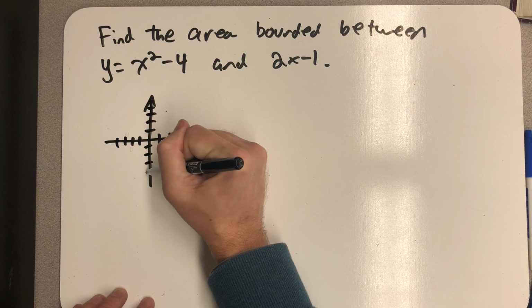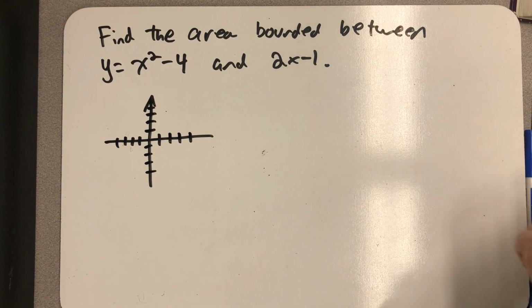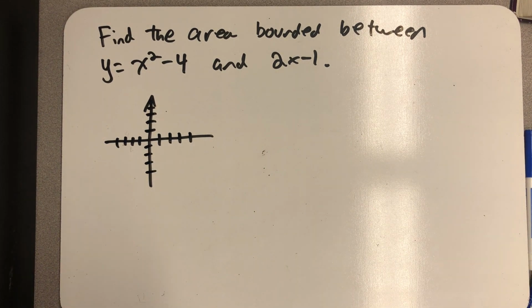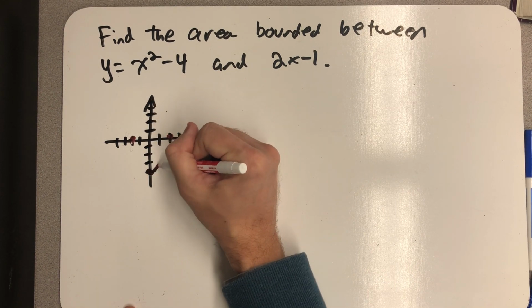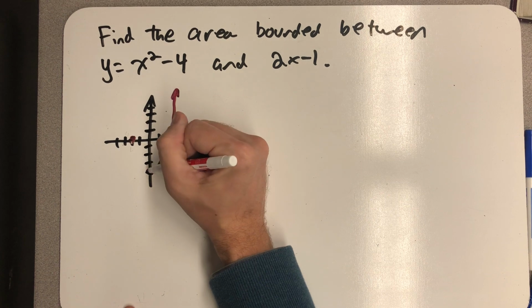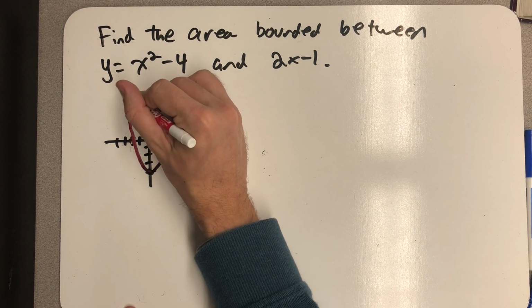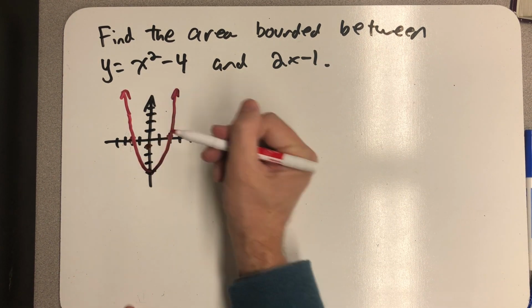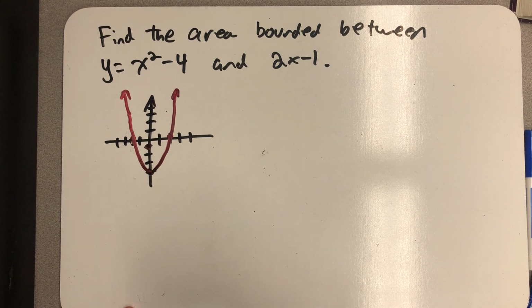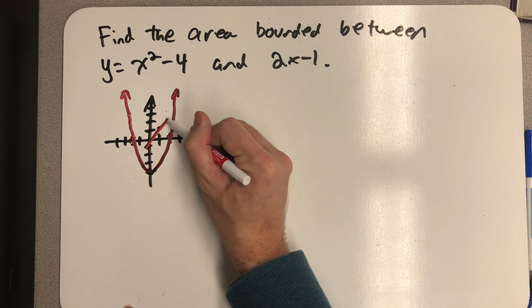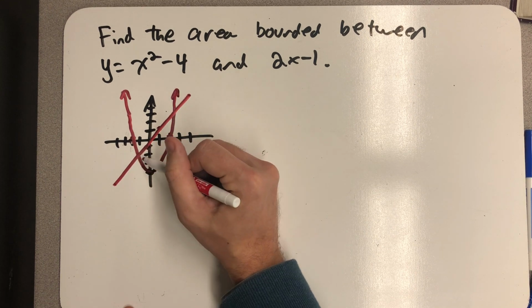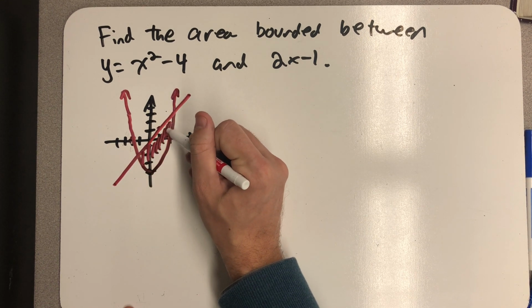So I need to sketch that parabola. It's been shifted down 4 units, and we can see it has x-intercepts at 2 and minus 2, a y-intercept down here, a nice upward-facing parabola. And then I can sketch this line with a y-intercept at minus 1 and a slope of 2. And so I see the area that I want to be finding.